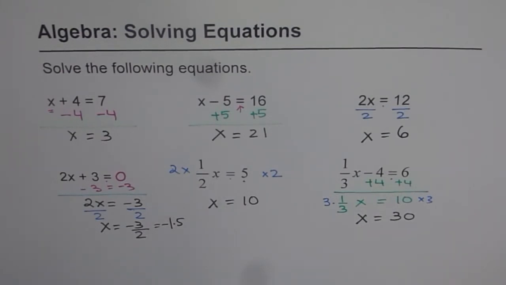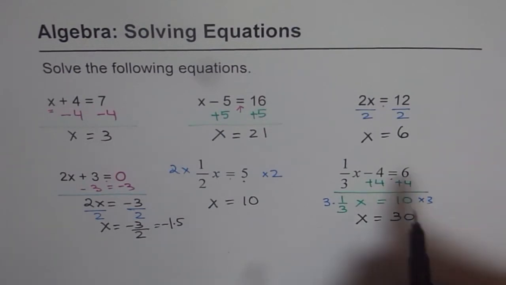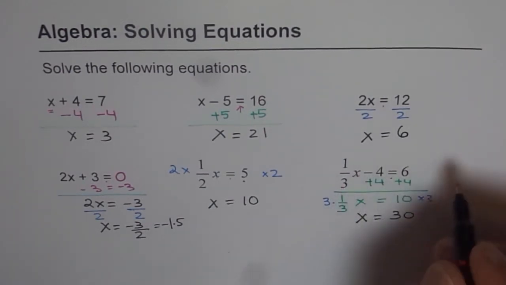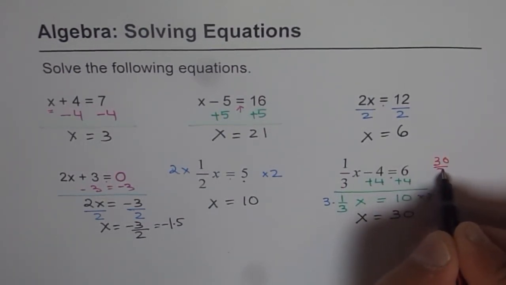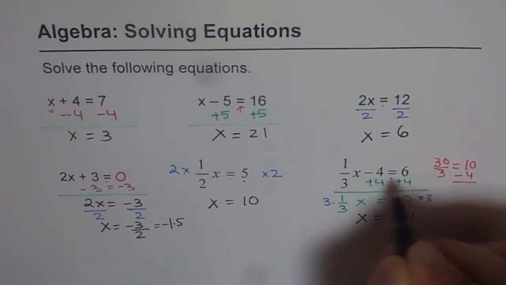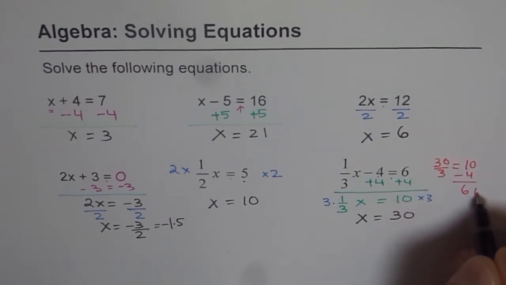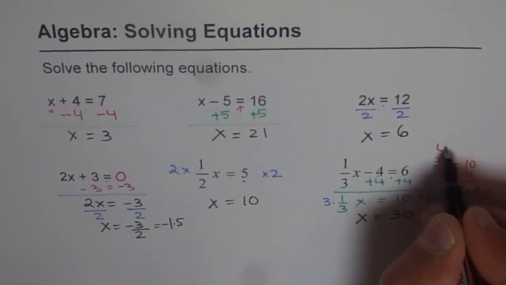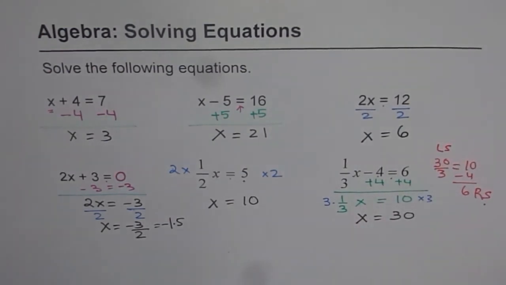Is it the right answer? Check it out. So we'll check this time. 30. What is 30 divided by 3? 30 divided by 3 is equal to 10. And 10 take away 4 is 6. That is the right side. You see, we started with the left side and got the right side. So our equation is perfectly fine, and the solution x equals 30 is the correct answer.